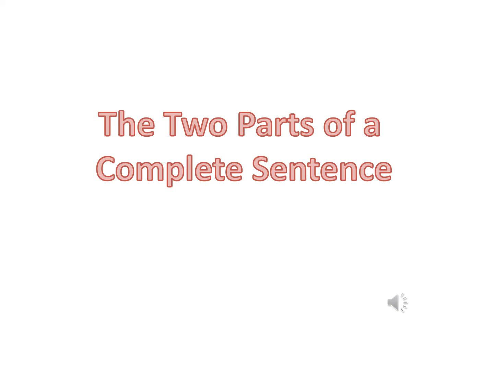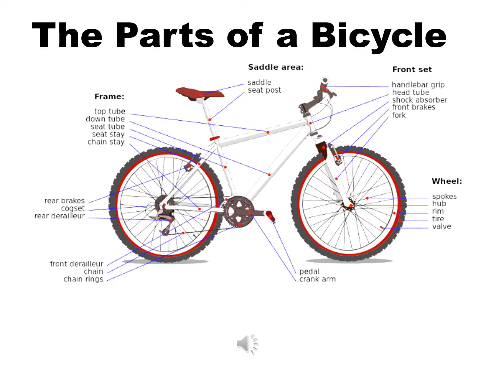This short video will tell you and show you the two parts that make up a sentence. And you have to have both parts or you do not have a complete sentence. There are many parts to a bicycle, but lucky for you, there are only two big parts to a sentence.